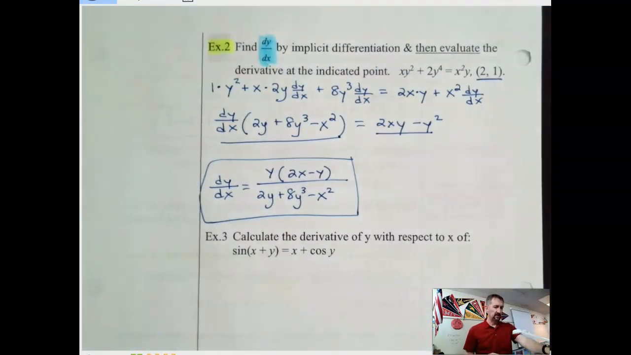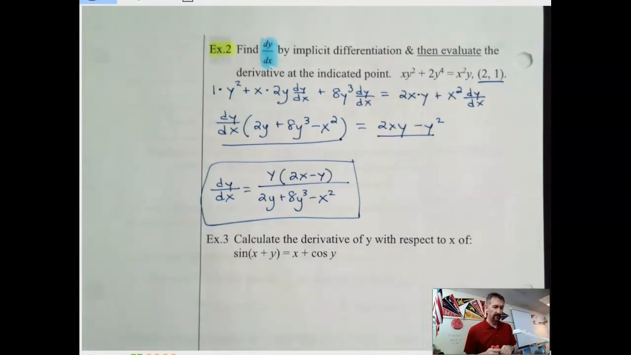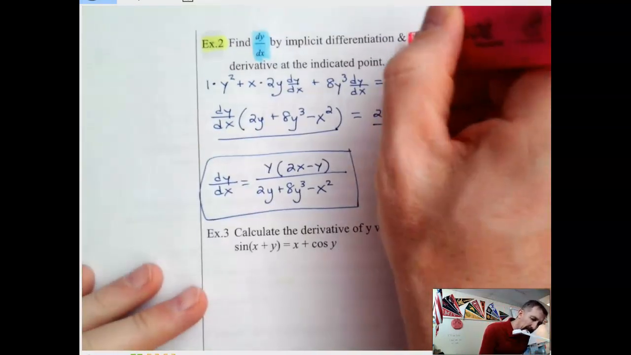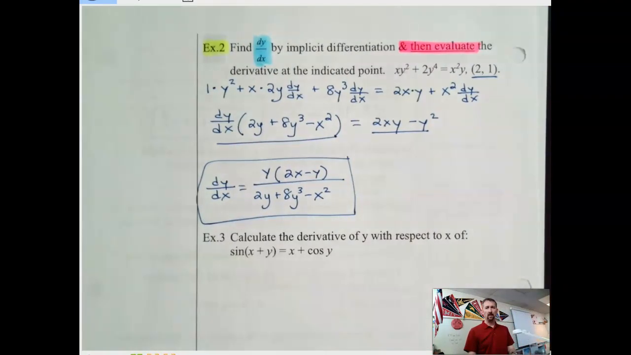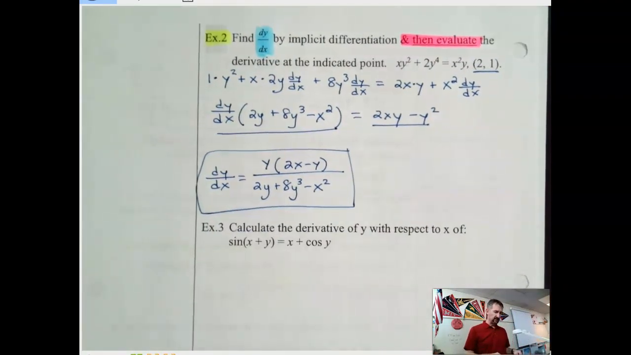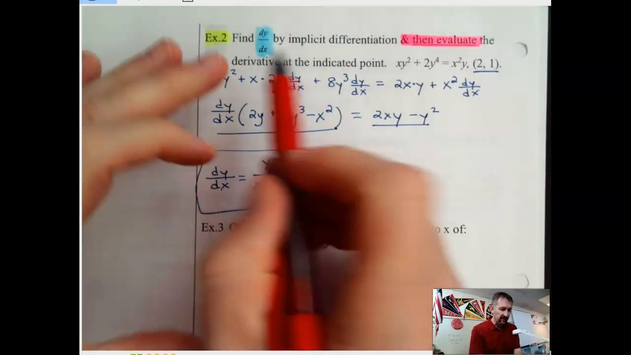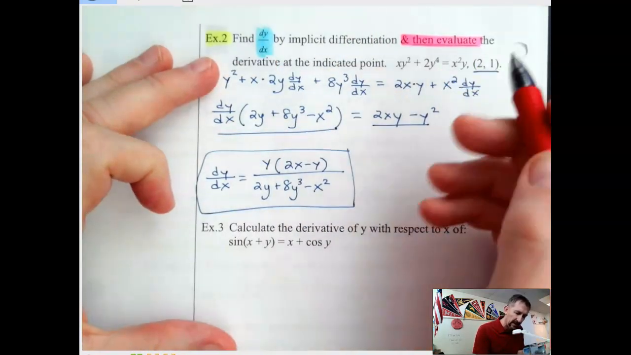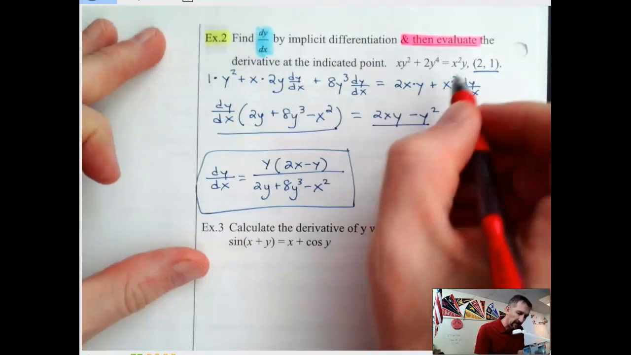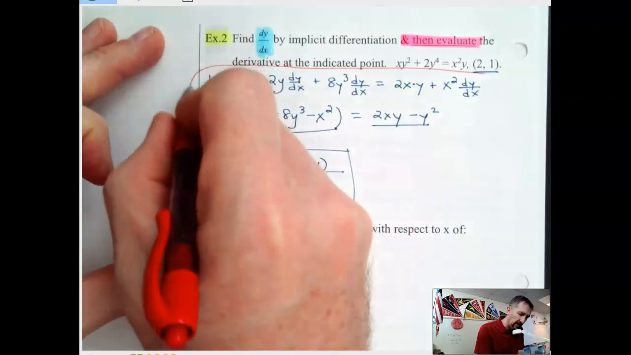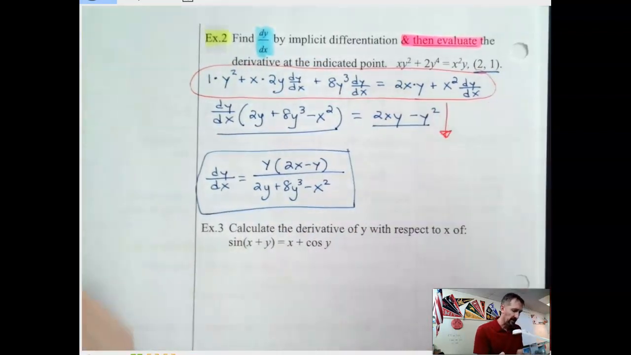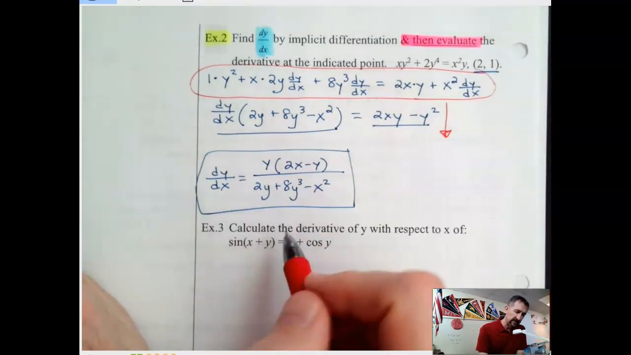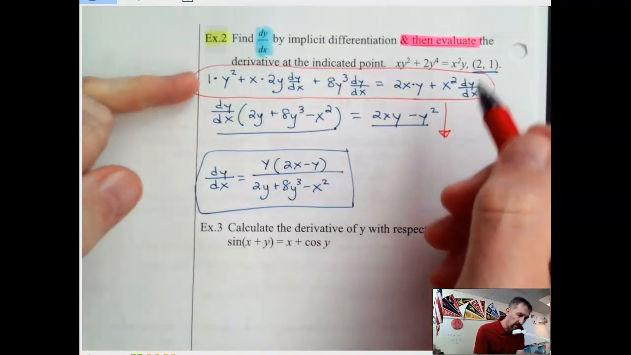Then it says, and evaluate. All right? So that means we need to do something else. Now, if this question just said evaluate, then we would have gone from here directly down to here. And we wouldn't have done these steps. So I want to show it that way.